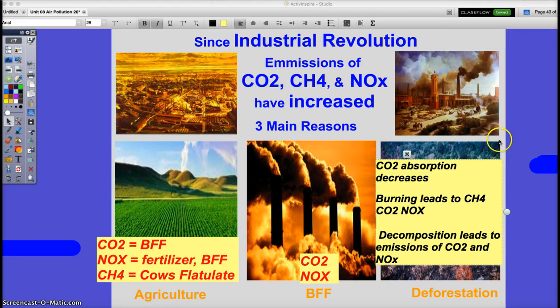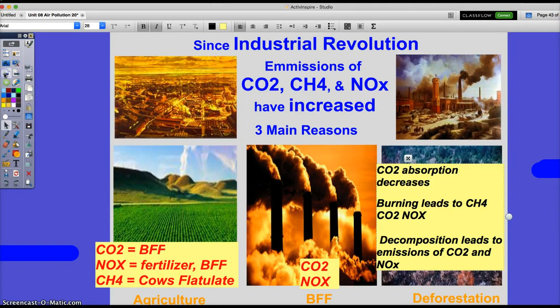If you cut down the forest, you're going to lose photosynthesis from happening because you lost trees. So CO2 will be absorbed at a slower rate. There'll be less absorption, so it'll stay in our atmosphere. And if we burn the forest, it's going to produce all organic compounds or organic matter, methane, CO2, NOx. And if you cut down the forest and leave stumps and they decompose, you're going to have emissions of CO2 and nitrous oxide.